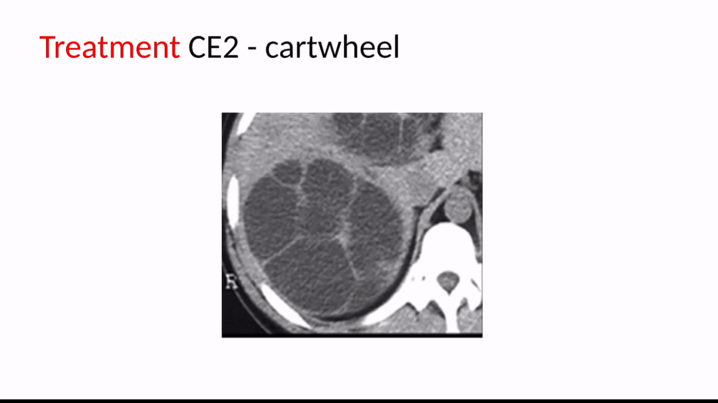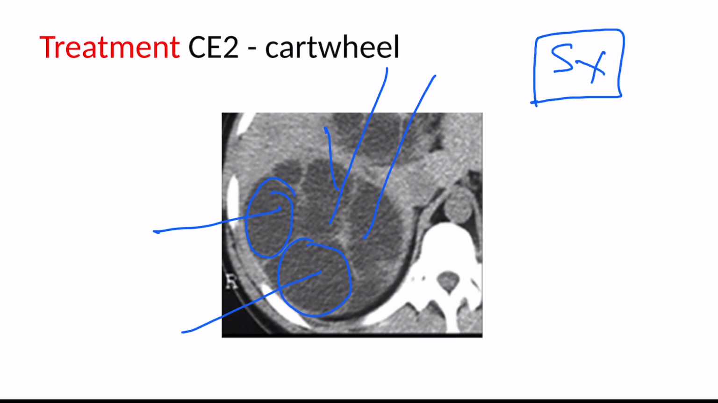Now in this cartwheel stage, you can see the daughter cysts, multiple daughter cysts. You cannot do PAIR of each daughter cyst. It is technically impossible because there are multiple, and multiple needle punctures will lead to more complications like bleeding. So in this cartwheel appearance, CE2 stage, surgery is the treatment of choice, of course, along with medical treatment. As I said, medical treatment is to be given in all cases.